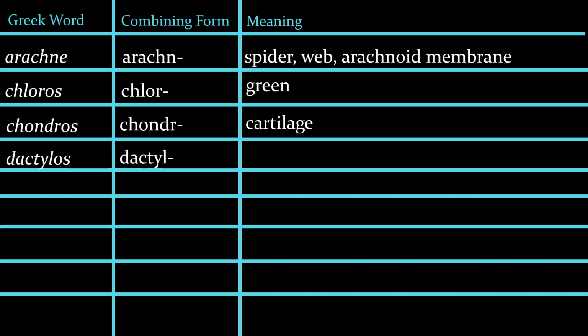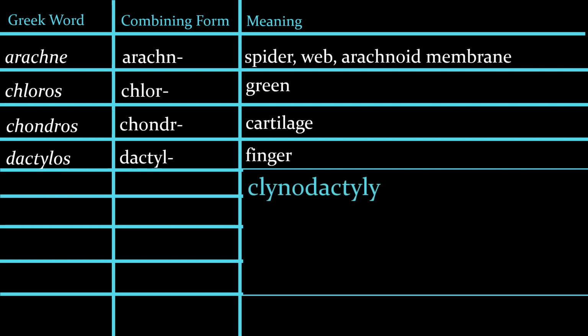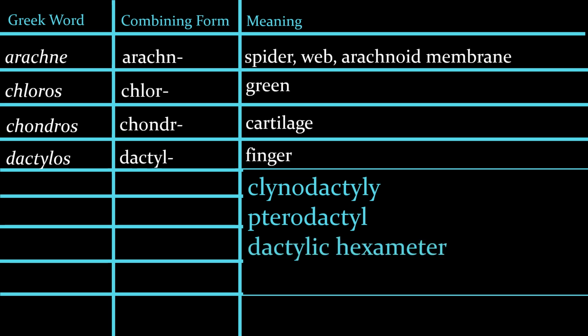Next we have dactylos, dactyl, and we get finger here. So we'll have things like clinodactyly, when you see people who have crooked fingers. We have camptodactyly, pterodactyl, the flying animal from the age of the dinosaurs that had wings that stretched all the way out to what resembled fingers. Ptero is a wing in Greek.